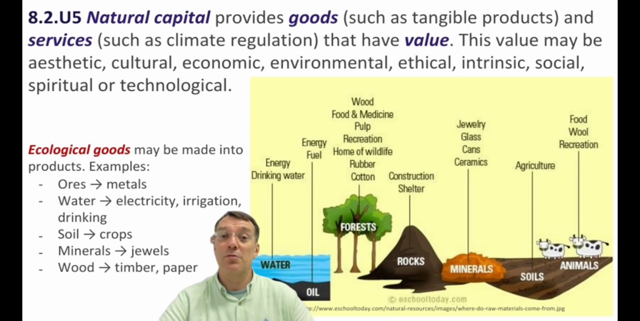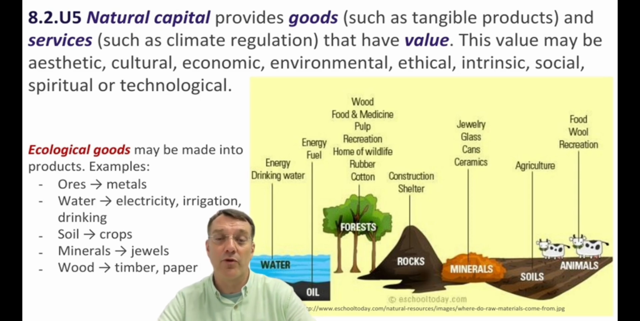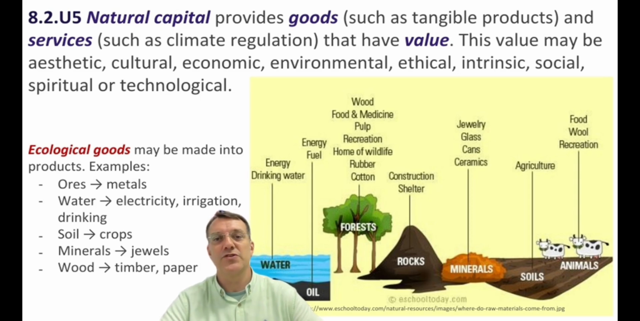Natural capital provides both goods and services. Ecological goods are tangible products like metals from ores, electricity from water, crops from soil, and timber from forests. These are physical resources that we extract and use. However, many of the most important benefits from nature aren't physical products at all.